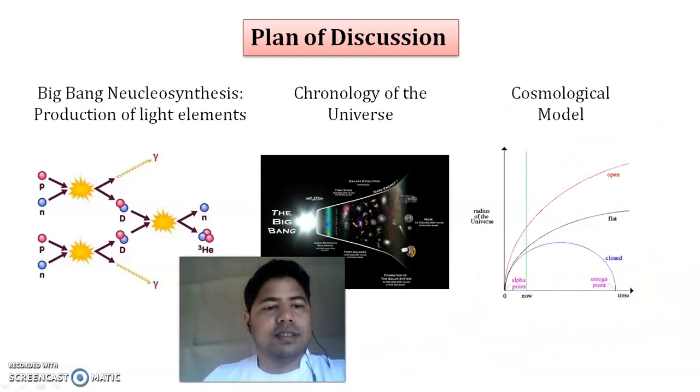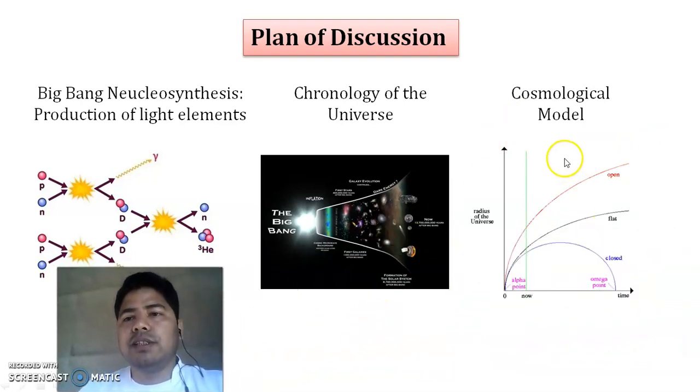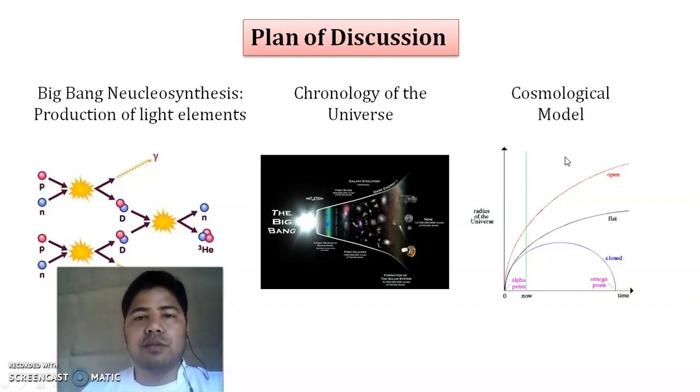Then the next topic is the cosmological model. In the cosmological model, we'll be discussing three different types of models of this universe: flat universe, open universe, and closed universe. We'll be discussing them in detail in this topic. So let's start with Big Bang nucleosynthesis.